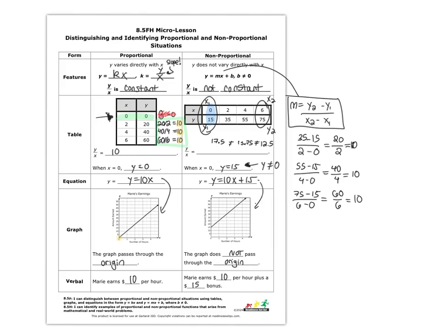The equation of a proportional relationship can be written y equals kx, whereas with a non-proportional relationship, you're always going to have a y-intercept. And then when we're looking at a graph, the graph of a proportional relationship goes through the origin. The graph of a non-proportional relationship will not go through the origin. And those are the key ways that you can tell apart proportional relationships and non-proportional relationships.